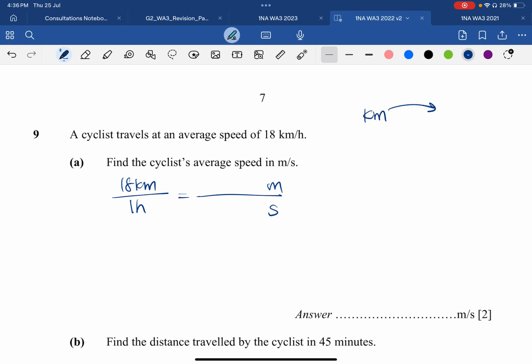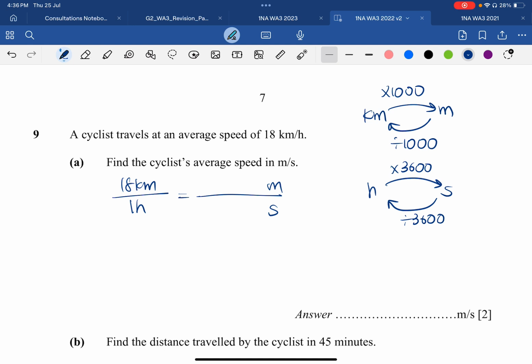So kilometers to meters, you will just times 1000. And then meters to kilometers, you will divide by 1000. Okay, hours to seconds, you will times 3600. Seconds to hours, you will divide by 3600. So this is the conversion. I advise you all to memorize this. Okay, so 18 kilometers will be 18,000 meters and 1 hour will be 3600 seconds. So you take these two quantities, divide, and you will get 5 meters per second.